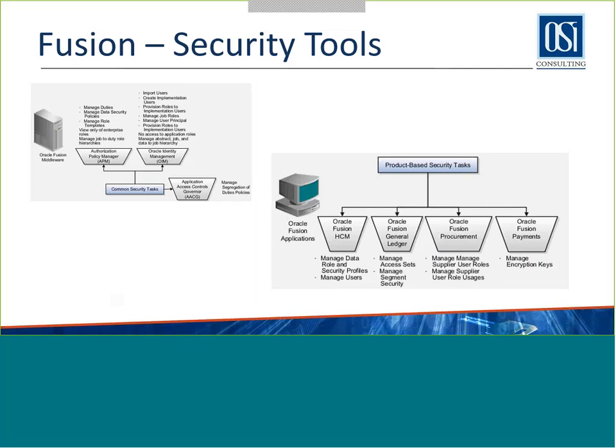And then the second set of security comes from the respective modules itself. That is based on the product. For example, in HR, you use in 11i and release 12 security profiles. That's very similar with Fusion. In GL, you use access sets and security rules. That's also very common and similar in Fusion.